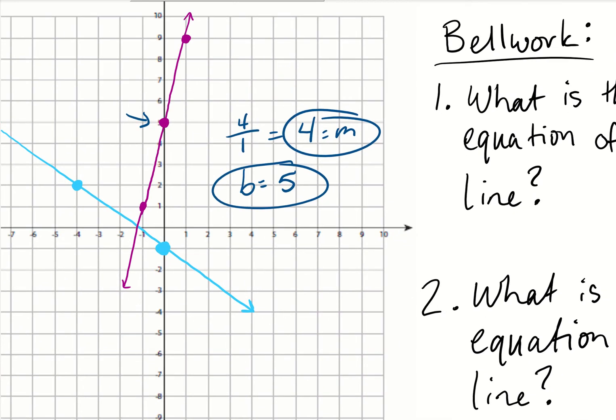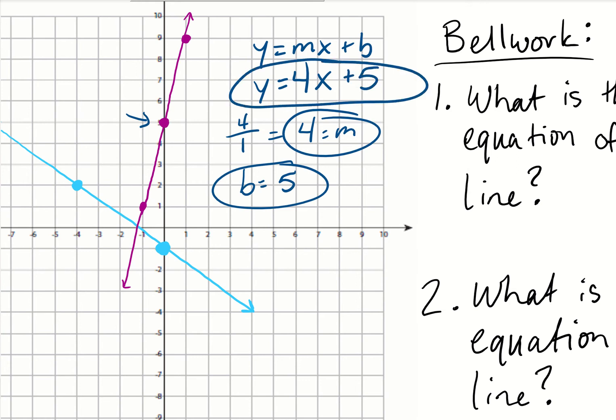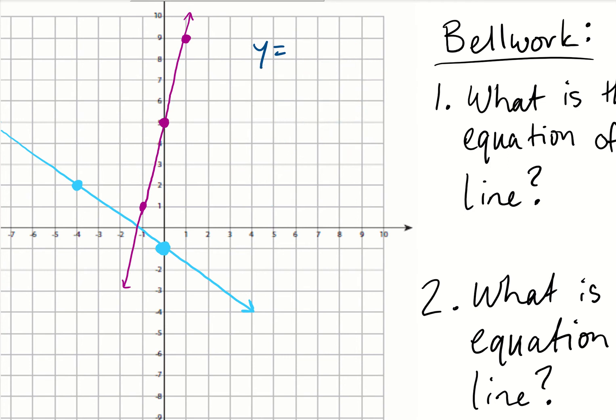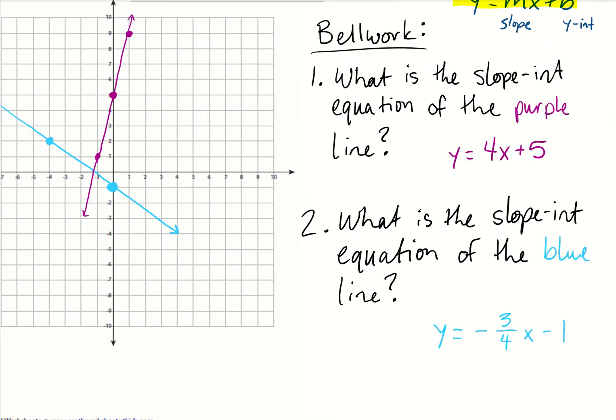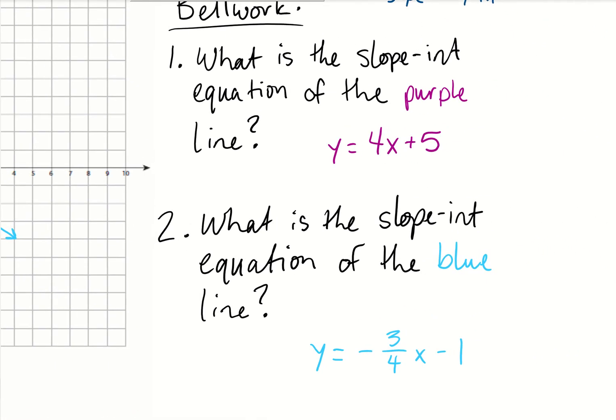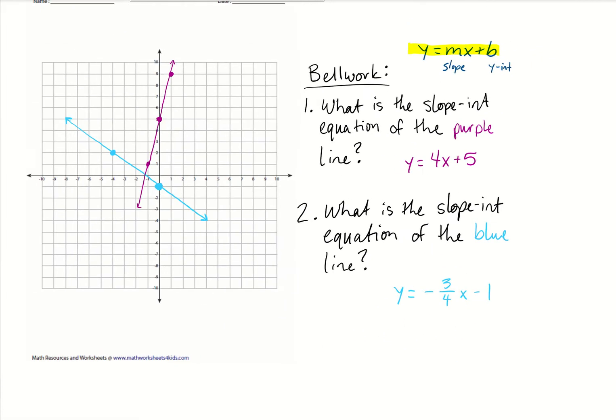Then all you got to do is plug into y equals mx plus b. m we found is 4, so y equals 4x, and b is 5. So y equals 4x plus 5 would be our slope-intercept form for this line. All right, so that is it for finding those. I am not going to walk you through how to find the second one. I will tell you the answer, though. It should have been y equals negative 3/4 x minus 1.